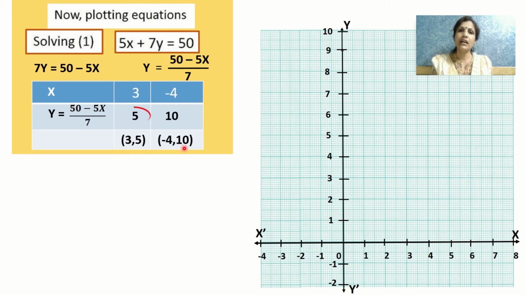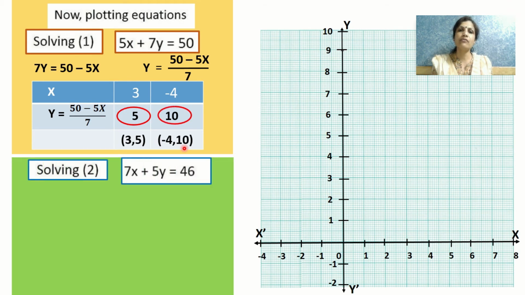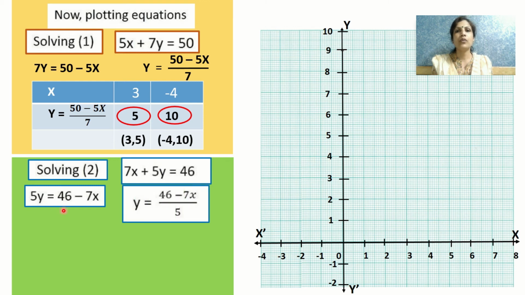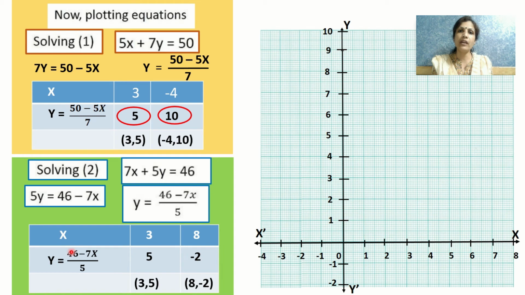Alright, then we will consider our second equation. And the second equation is 7x plus 5y is equal to 46. Then we'll write it in such a manner that y will be towards the left. So 5y is equal to 46 minus 7x. So y is equal to 46 minus 7x upon 5. Then we will try drawing the table and find the coordinates. Now here also you should be very careful when you select the value of x, because we do not want our y coordinate in terms of decimal point and fraction, because when you plot it on the graph it becomes difficult to plot the point.